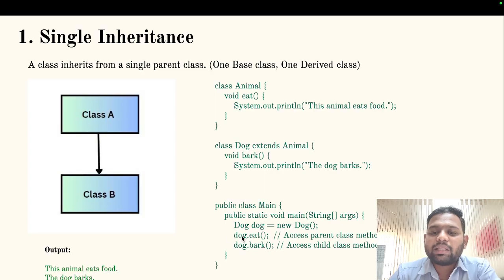Along with this bark property, this Dog can have the properties of Animal, eat, also. So here in the main class you can see we are creating the object of Dog, and using this dot operator we are accessing this bark as well as this eat property from the Animal class. We can use both the properties, accessing the parent class method and the child class method. This Dog can access its own properties as well as its parent class properties also. And what will be the output? The output will be: Animal eats food, then the Dog barks.